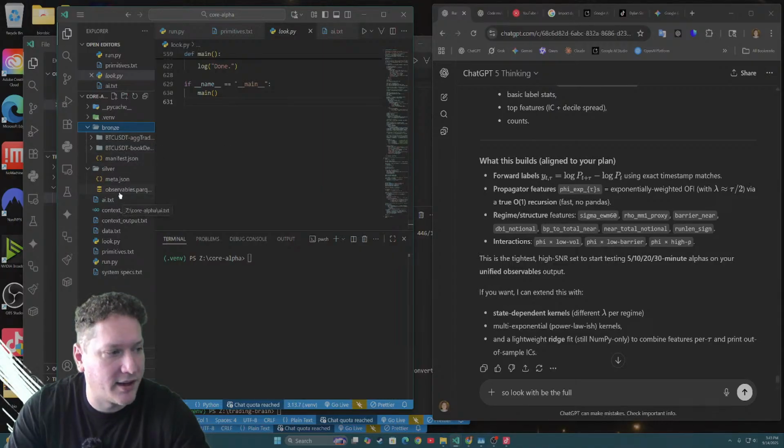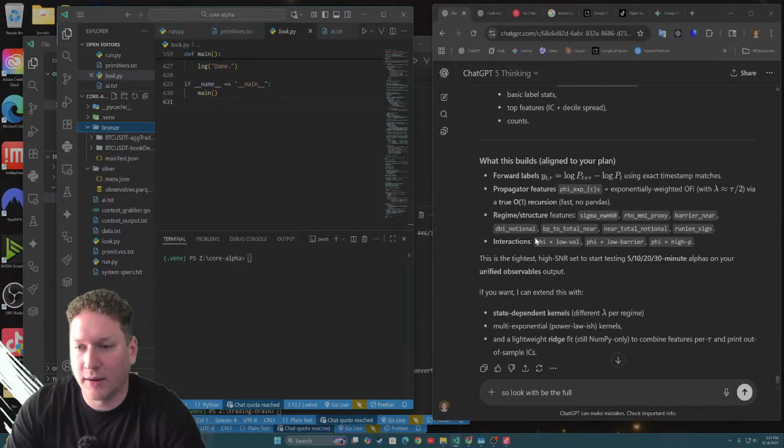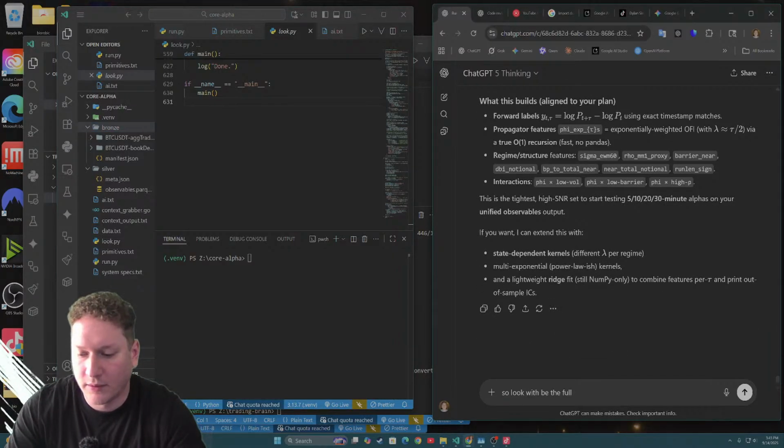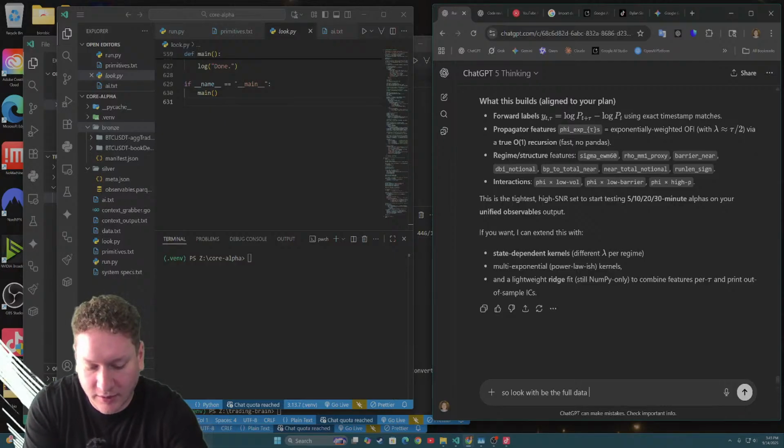What is an algo? We're just researching the math behind the algorithm. Okay, this builds aligned to your plan. Forward labels. Okay. So let the full data run, and have a quick .py for short debugging.